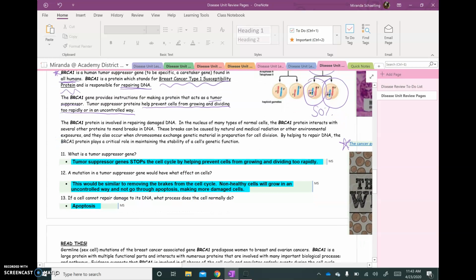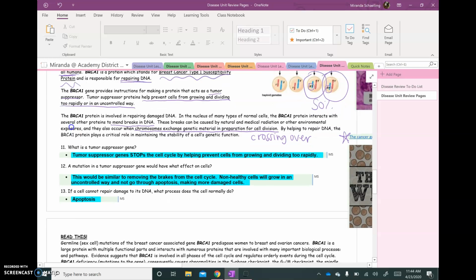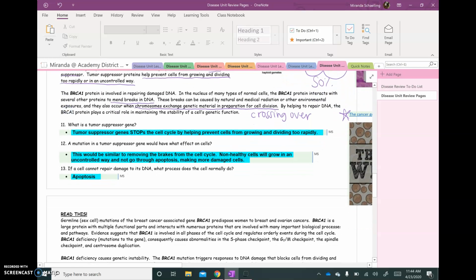In the nucleus of many types of normal cells, the BRCA protein interacts with several other proteins to mend breaks in DNA. These breaks can be caused by natural and medical radiation or other environmental exposures, and they also occur when chromosomes exchange genetic material in preparation for cell division or crossing over. By helping to repair DNA, the BRCA protein plays a critical role in maintaining the stability of a cell's genetic function. So what's a tumor suppressor gene?